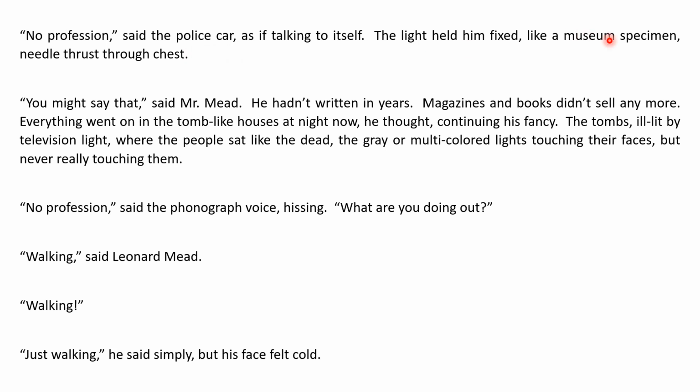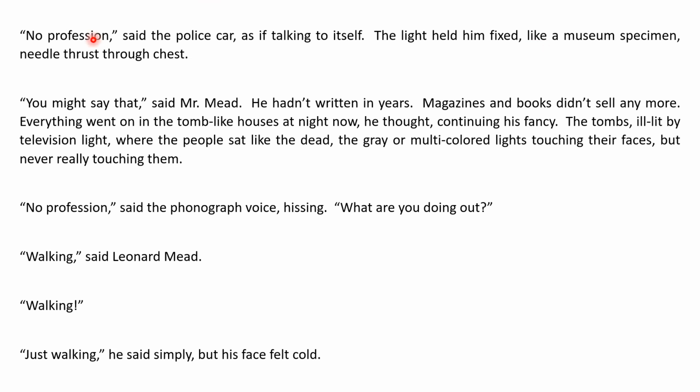So when things are delivered to a museum, they're often kind of prodded and poked by the people who work there, so they can understand a little bit more about what the thing is. So it's kind of this idea that he's almost trapped by the lights, as the museum specimens are trapped by the needle through their chests.